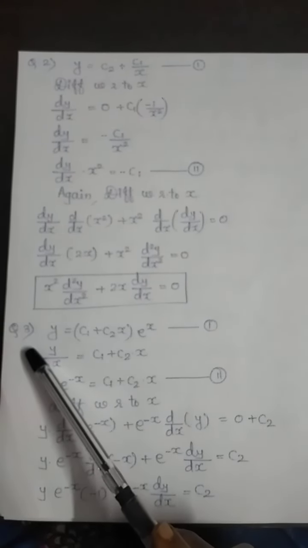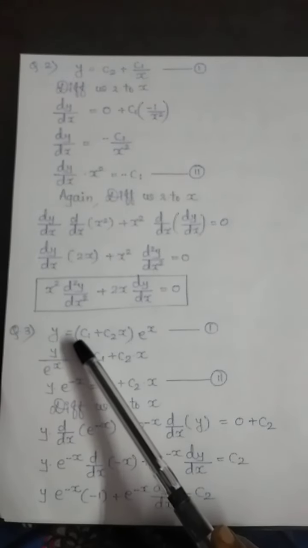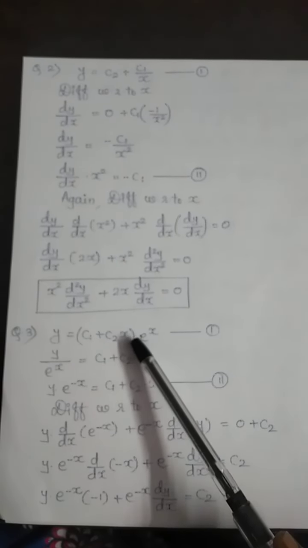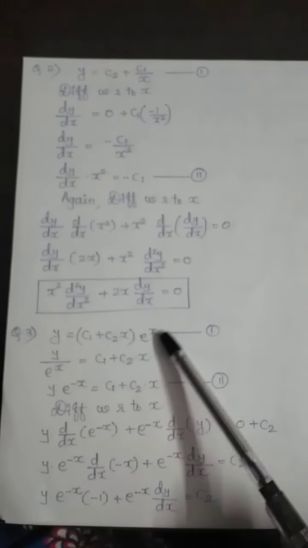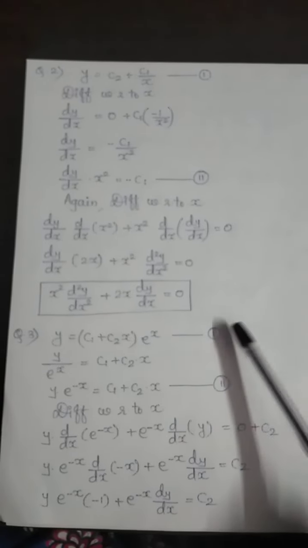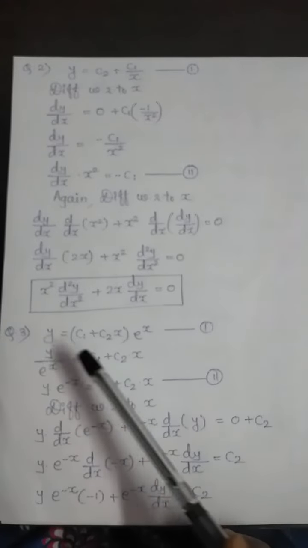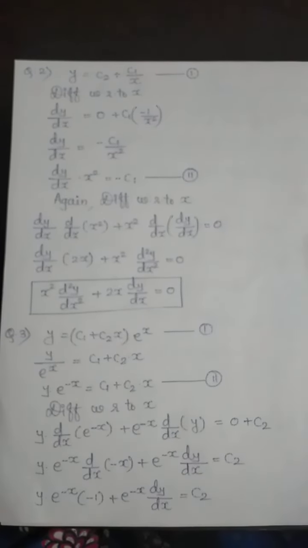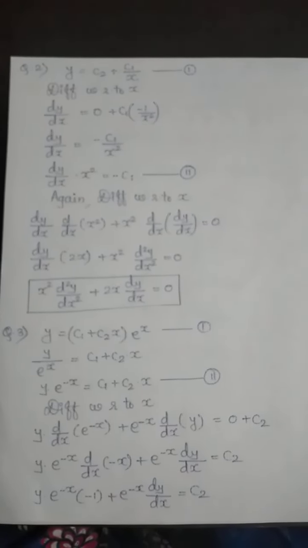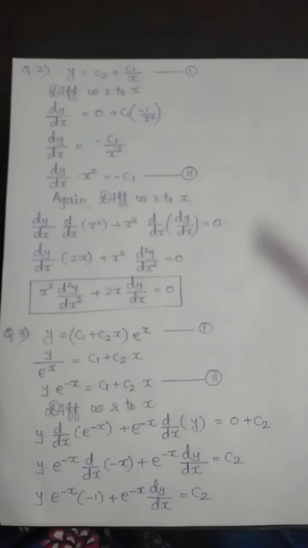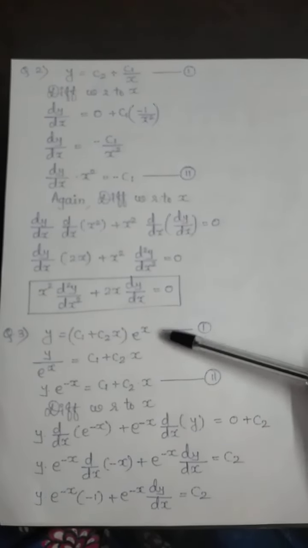Now question number 3. y is equal to (c1 plus c2 x) e raised to x. We call this equation 1. e raised to x is given outside the bracket. Now here also c1 and c2, two constants are present. That means we can differentiate this equation 2 times.